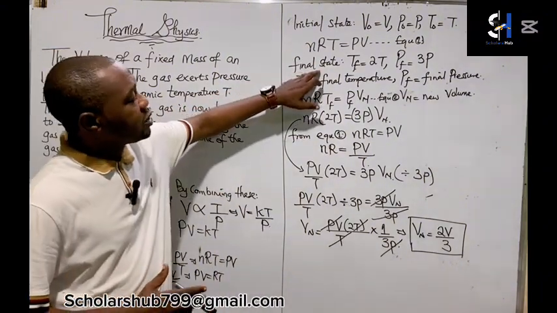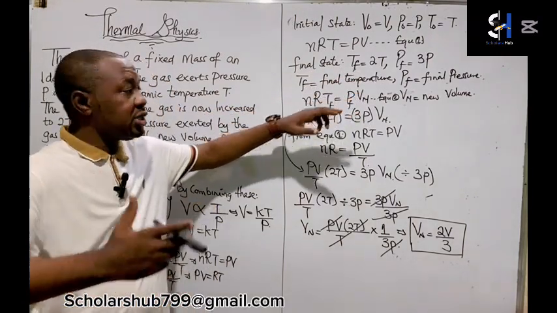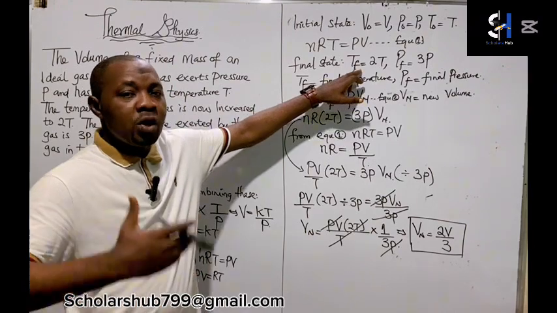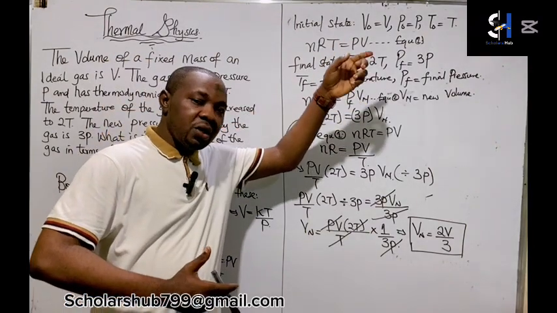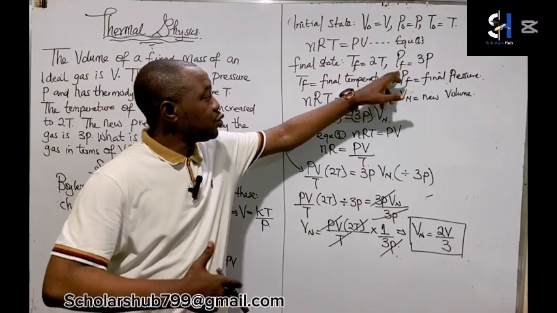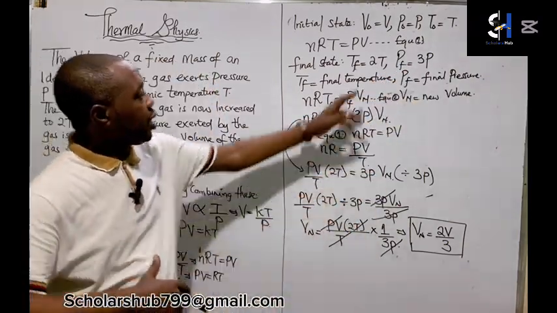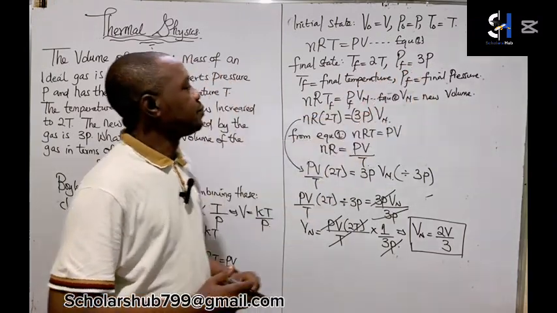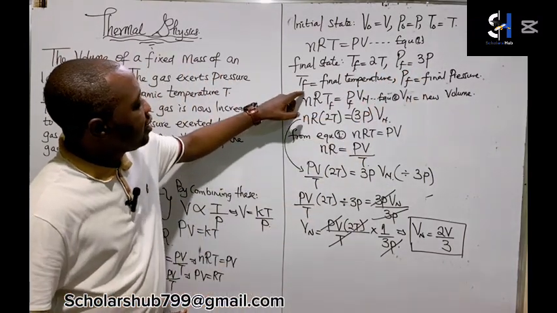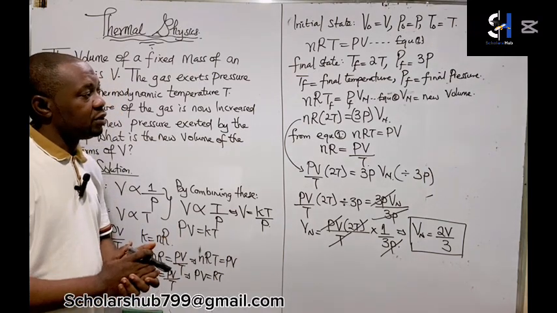Now for the final state, that's why I use TF. The temperature is doubled, that is, the final temperature is twice the initial temperature, and the final pressure is 3 times the original pressure. So we have 2T and 3P. I said here that TF represents the final temperature, and PF represents the final pressure.